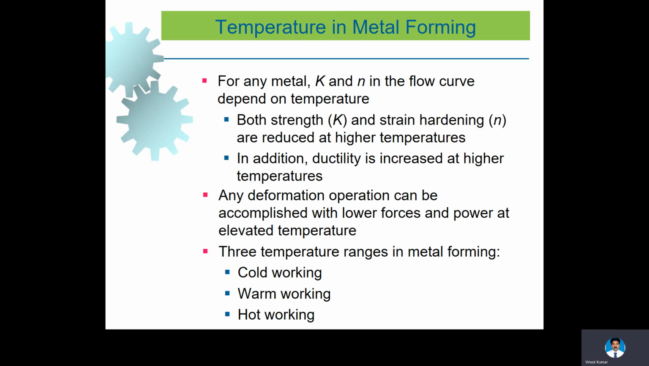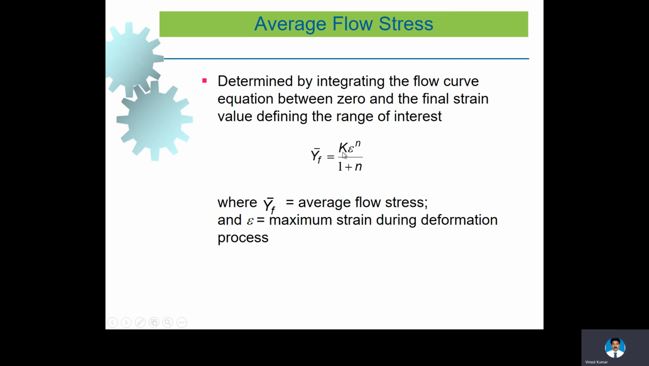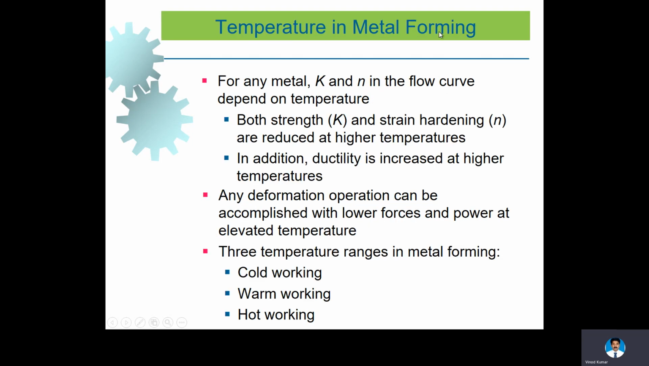Now, temperature in metal forming. For any metal, K and n in the flow curve depend on temperature. Both strength coefficient K and n are reduced at higher temperature. So when we increase the temperature, K and n will decrease. If K and n decrease, flow stress decreases. As flow stress decreases, it is very easy to deform a material. That is the advantage of temperature in metal forming.